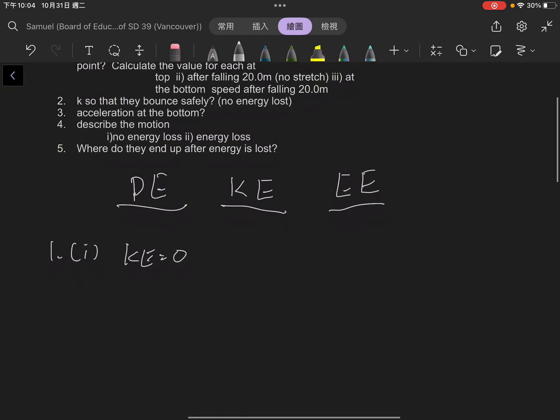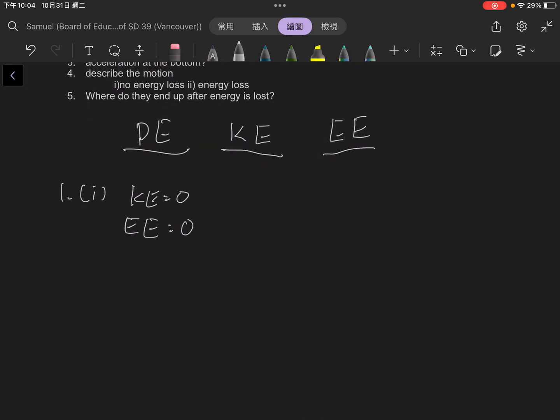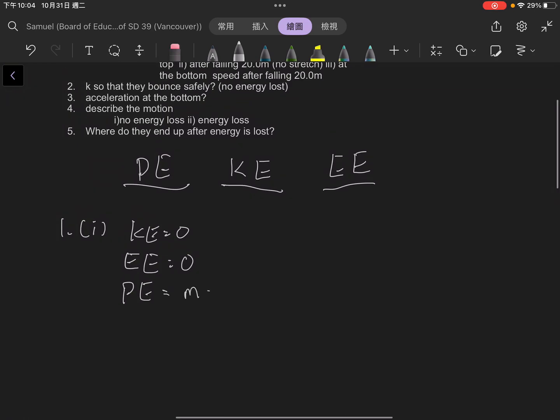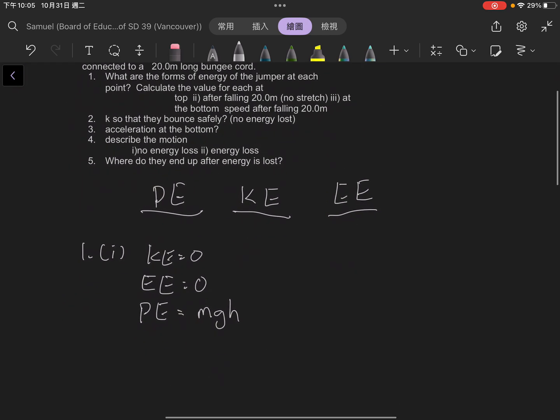What about EE? Since the cord is not stretched at all, it won't produce any elastic energy to pull someone down or up. So again, it's 0. The only remaining energy will be the PE, potential energy, which is just mgh. So we can just multiply 60 times 9.81 times 50.